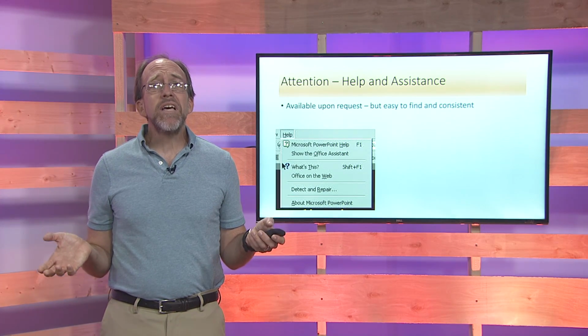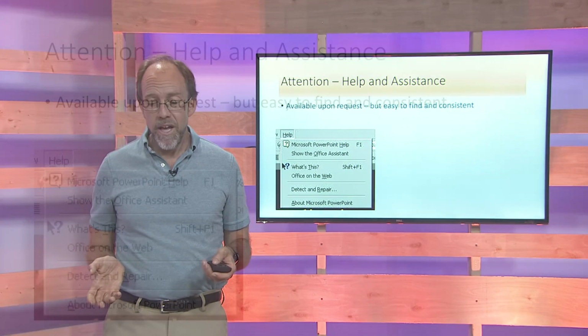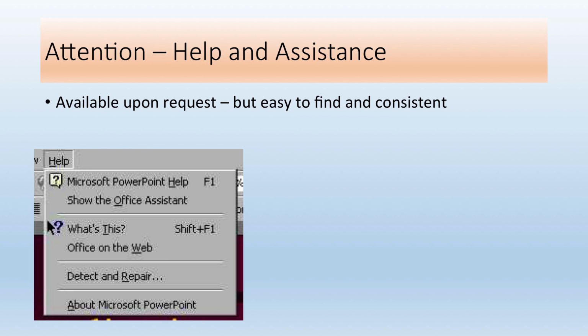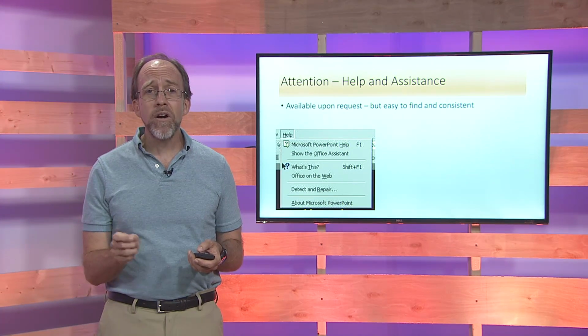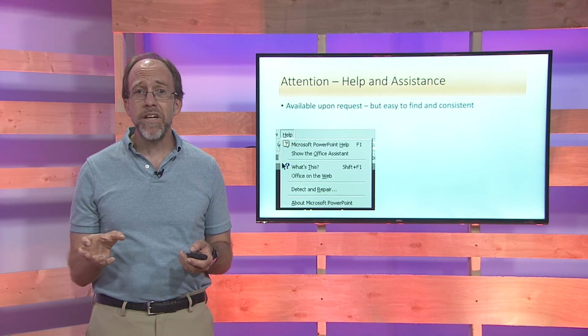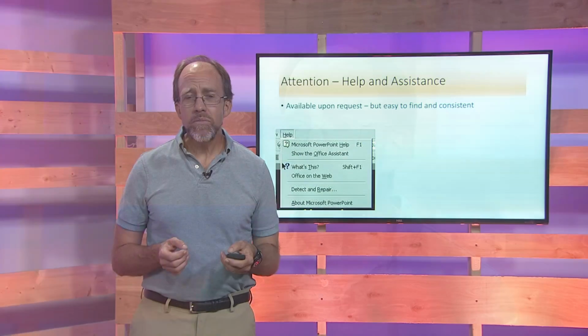You always want to give help to the users. Most users today know that the menu item over to the right that says help is what's going to give them help. But contextual help is also good. That question mark next to something on the screen, they know that if they click on it, it's going to give them some sort of help.